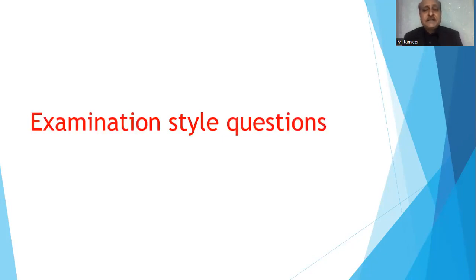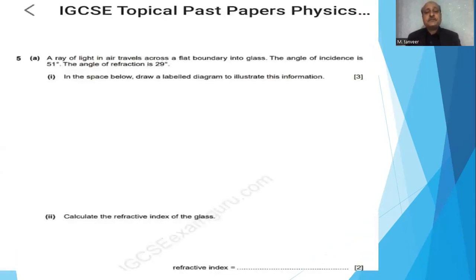Now we will do the practice for examination style questions. How a question will be asked in exam regarding this topic, that is the refraction of light. So first question is, a ray of light in air travels across a flat boundary into glass. The angle of incidence is 51 degrees. Angle of refraction is 29 degrees. In the space below, draw a labelled diagram to illustrate this information.